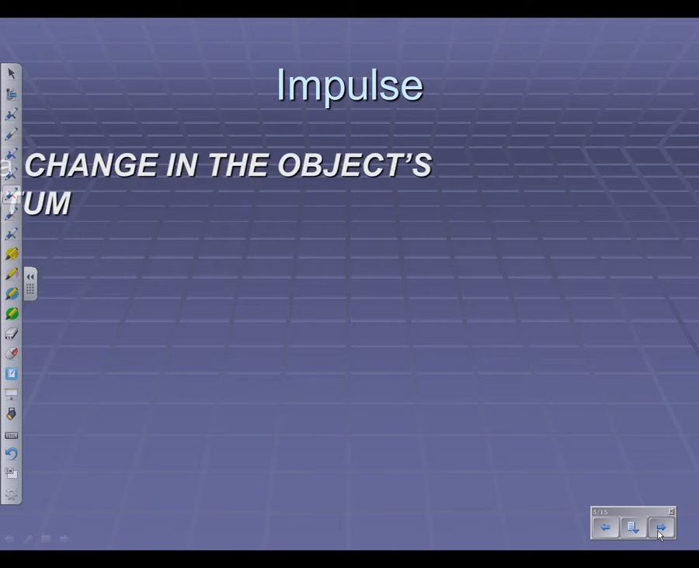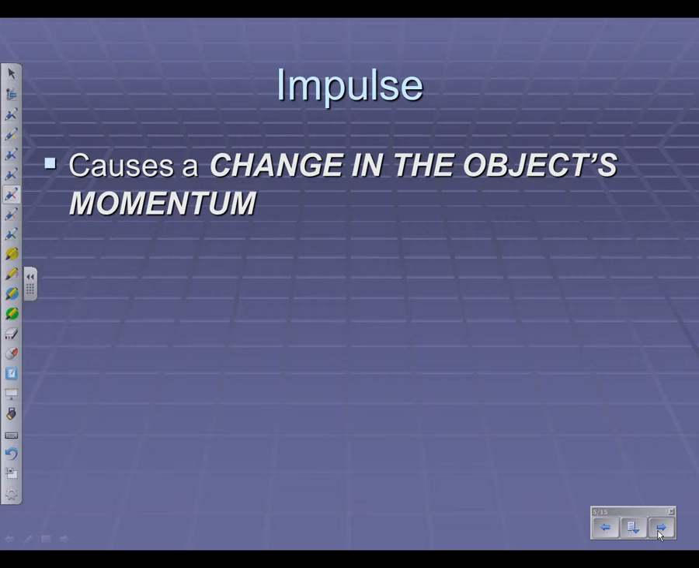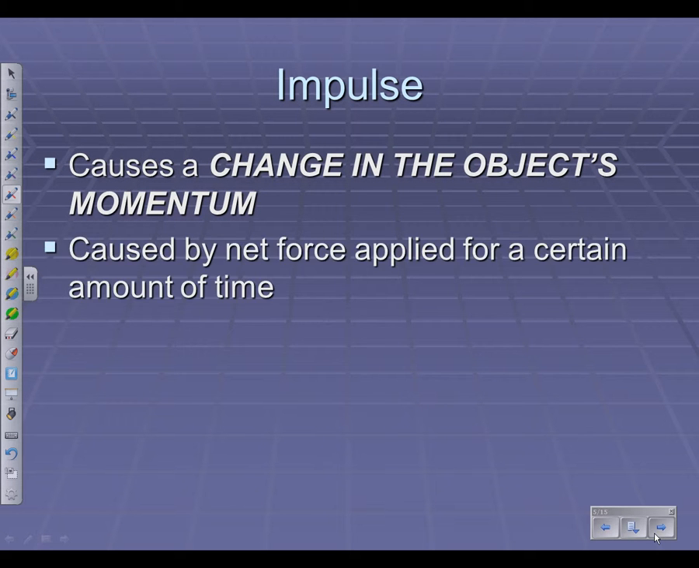Impulse. Impulse causes a change in the object's momentum. Impulse depends on the force and the time. The left-hand side of this equation that we just introduced, the force times the delta t, that's the impulse that is provided to that object. Impulse is caused by a net force applied for a certain amount of time. That's really the big factor that we're introducing here that makes this topic different or more specific than just Newton's second law when we deal with acceleration.